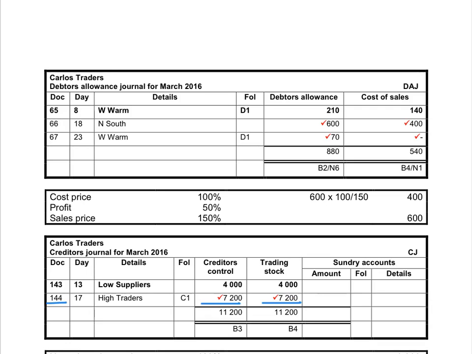In the Debtors Allowances Journal, we will indicate that the next source document will be number 66. The credit note is for 600. That is the sales price. That will reduce the account of the debtor. And we have to calculate the cost price. So the one that we want is 100 divided by the one that's known, 150. And that will give us the cost price as 400 rand.